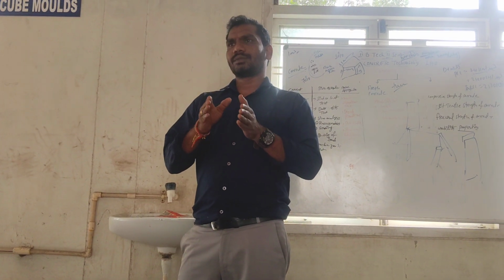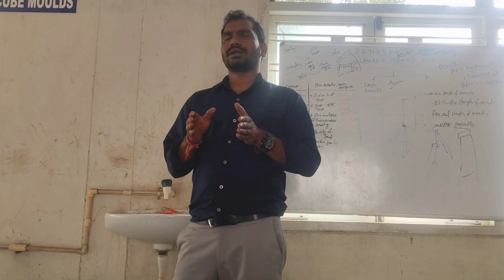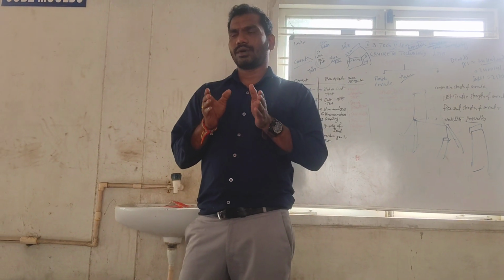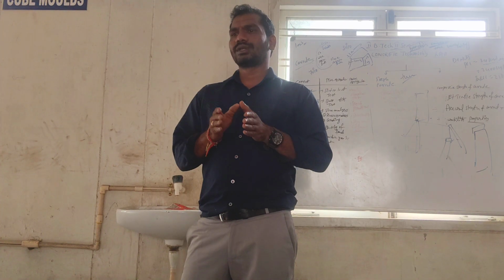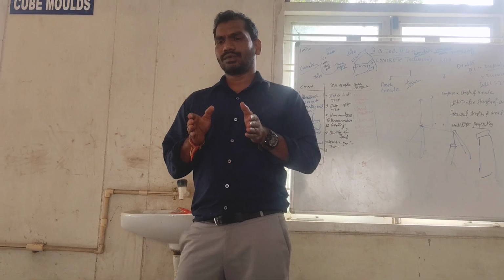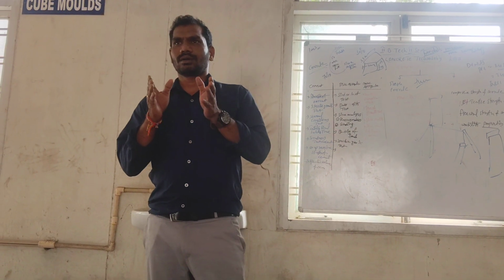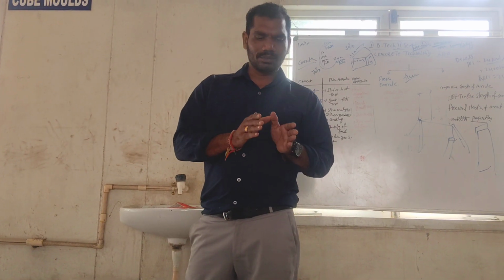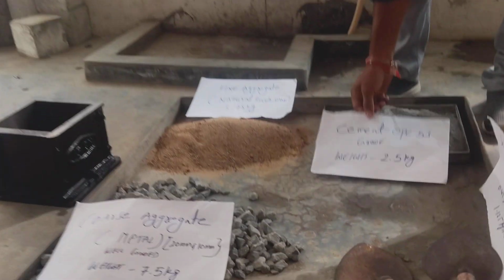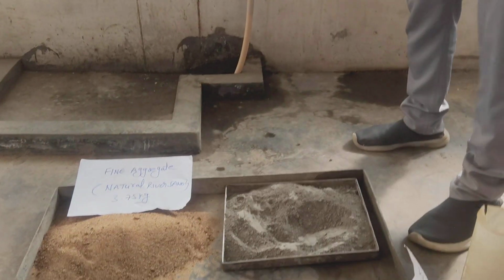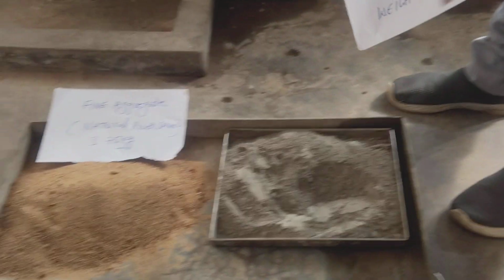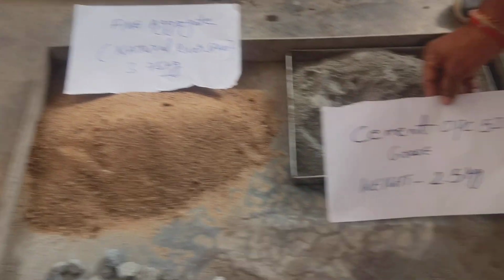Then it will become the hardened state, where you can find out the mechanical strength of the concrete. Now, how to conduct the workability test on fresh concrete? First of all, you choose the quality and quantity of the materials, like cement. I take OPC 53 grade cement, weight 2.5 kgs. This is the ordinary Portland cement 53.